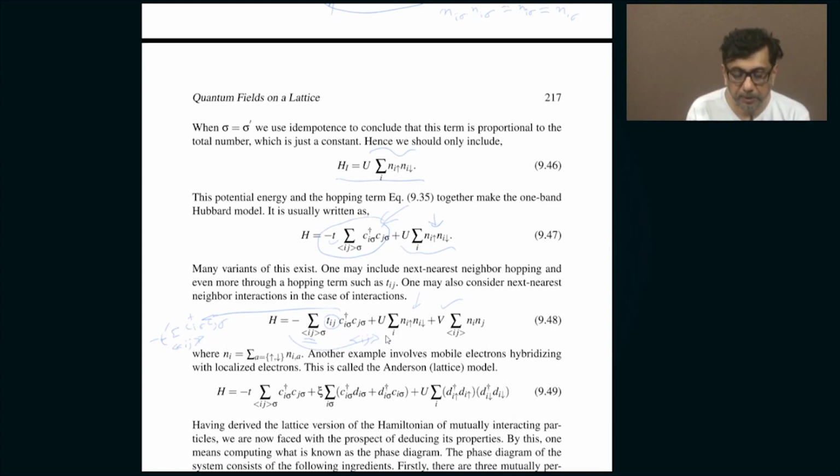The repulsion between electrons sitting on the same lattice point is U, and the repulsion on neighboring lattice points is V. By the way, this is the famous Hubbard model of solid state physics. So, this is the famous Hubbard model, and this is called the extended Hubbard model.